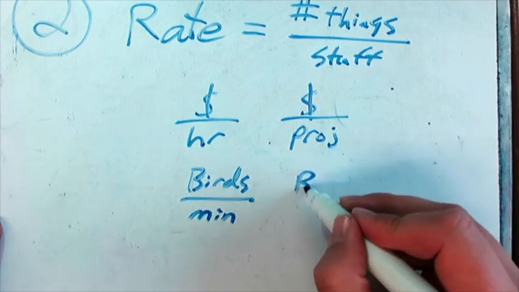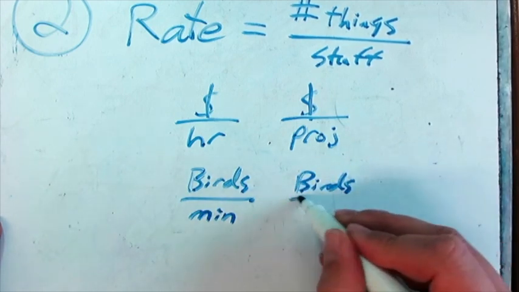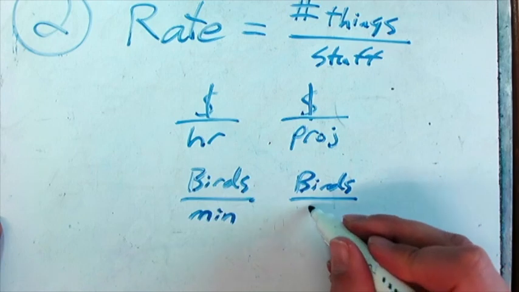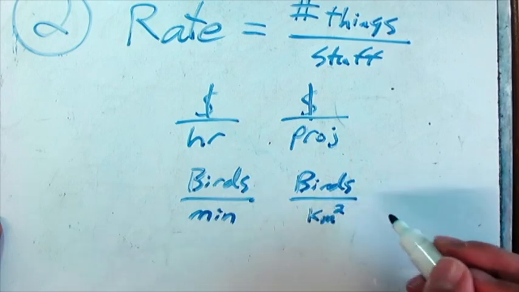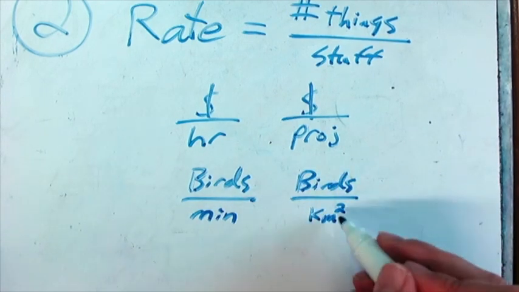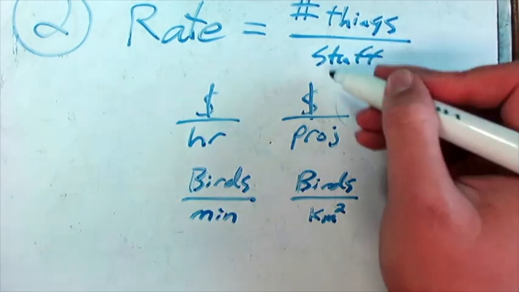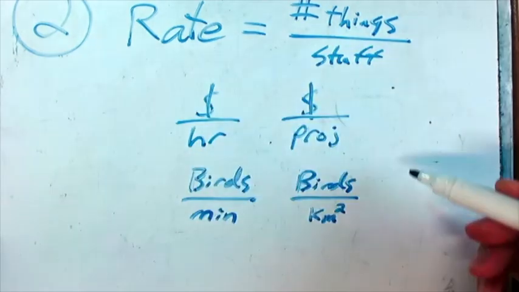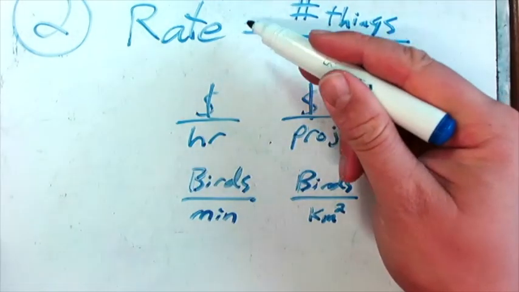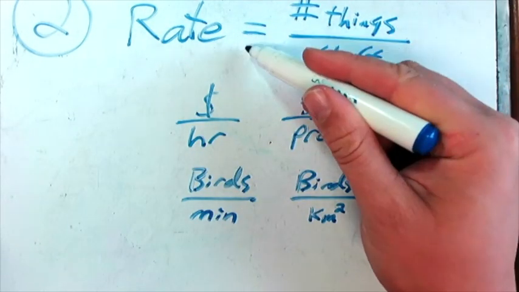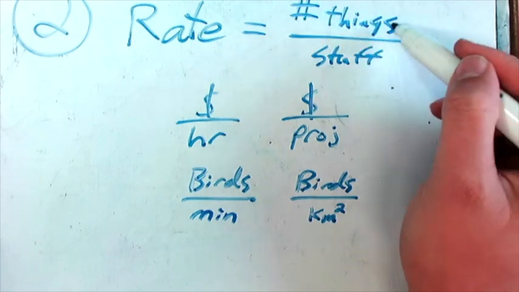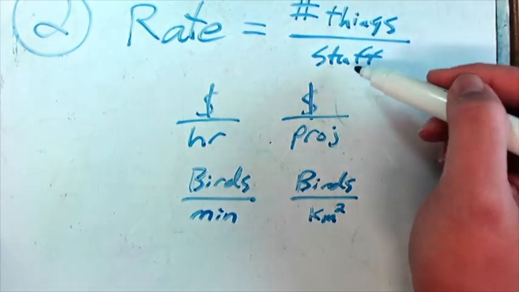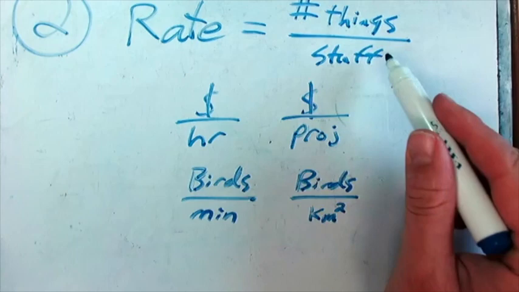But I could also have birds per square kilometer. What do I mean by that? Well, like birds over a space. So that's more, again, in this area, this other thing. There's ways to measure, but these are all similarly rates. So rates have to do with a number of things per other stuff, which is generally time.